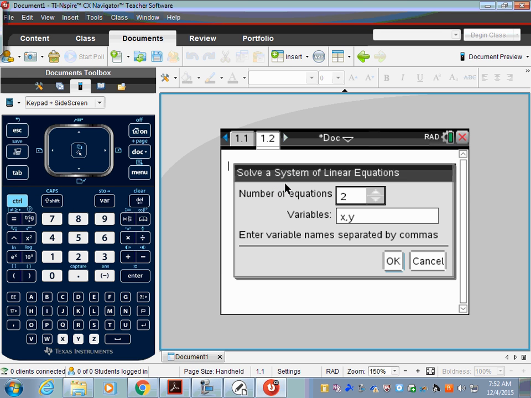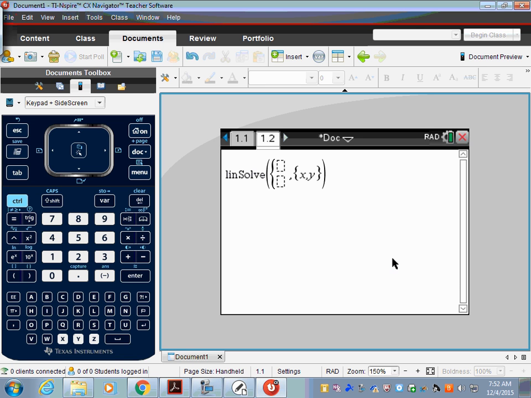So we're going to solve the system. Now, they ask the number of equations we have. Well, in our problem, we have 2 equations. Our variables are x and y. They're always going to be x, y. We're never going to do anything to this. We're going to just go straight to say, okay. And then you're going to say, solve.